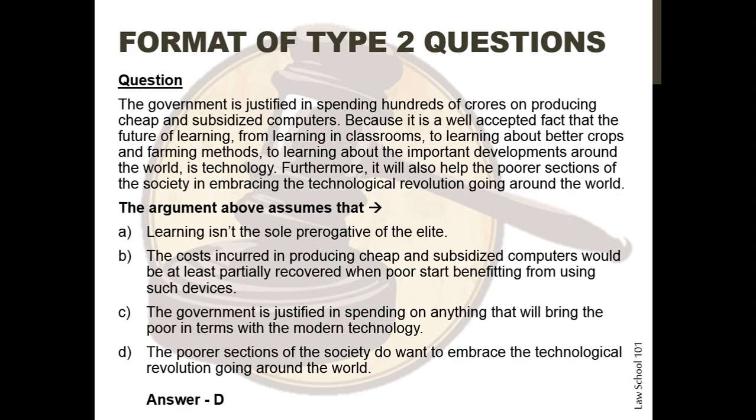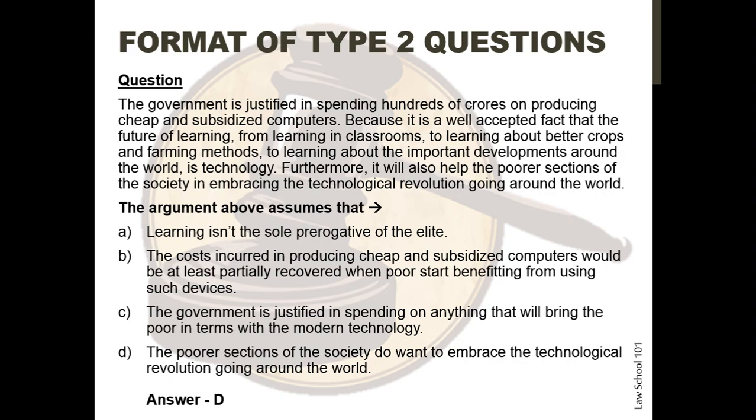Third, the government is justified in spending on anything that will bring the poor in terms with the modern technology. The statement might be in accordance with the premise set up by the paragraph, but makes a very wide promise about anything, which is not mentioned in the statement. The statement is very specific, while the assumption is very wide in nature. Also, the truthfulness of the statement is not absolutely essential to prove the statement as true. Hence, this is not an appropriate assumption.